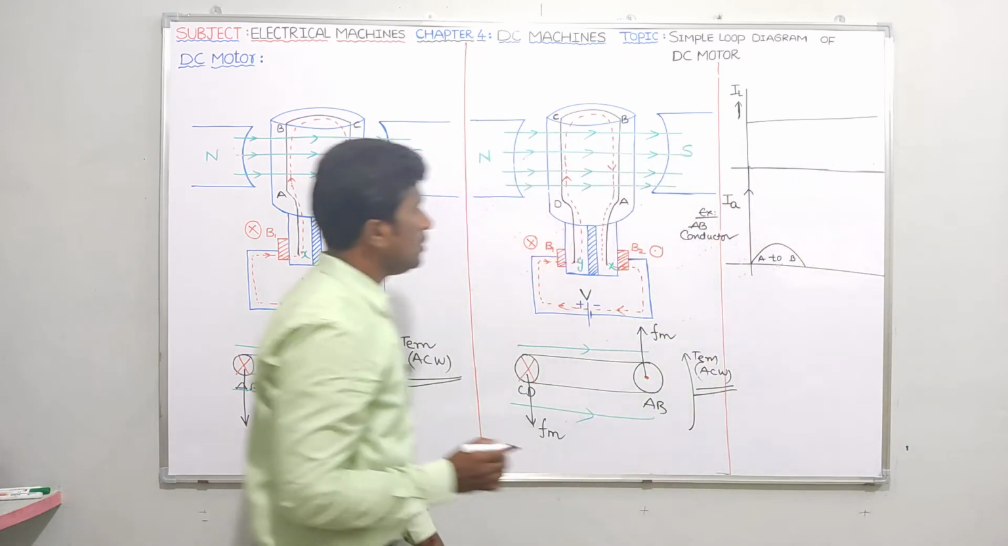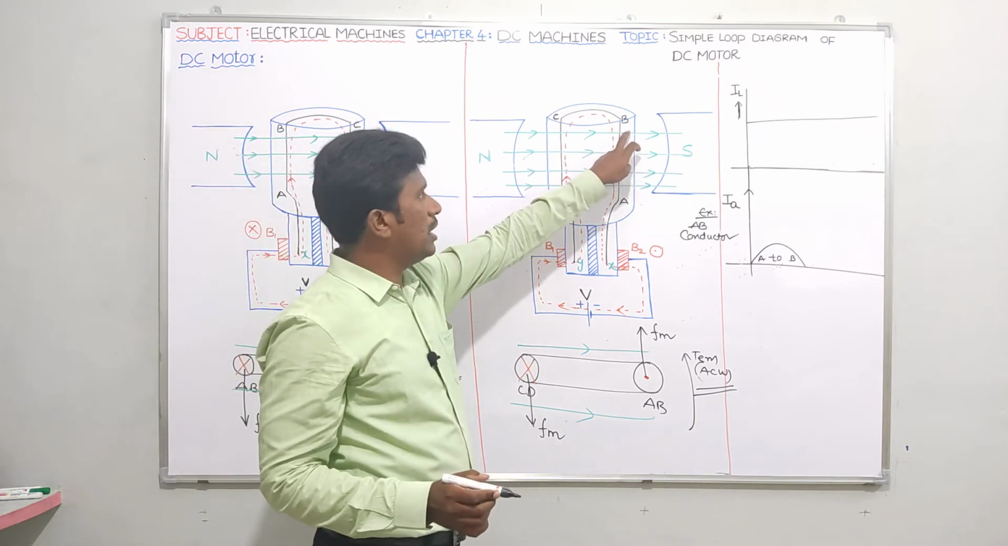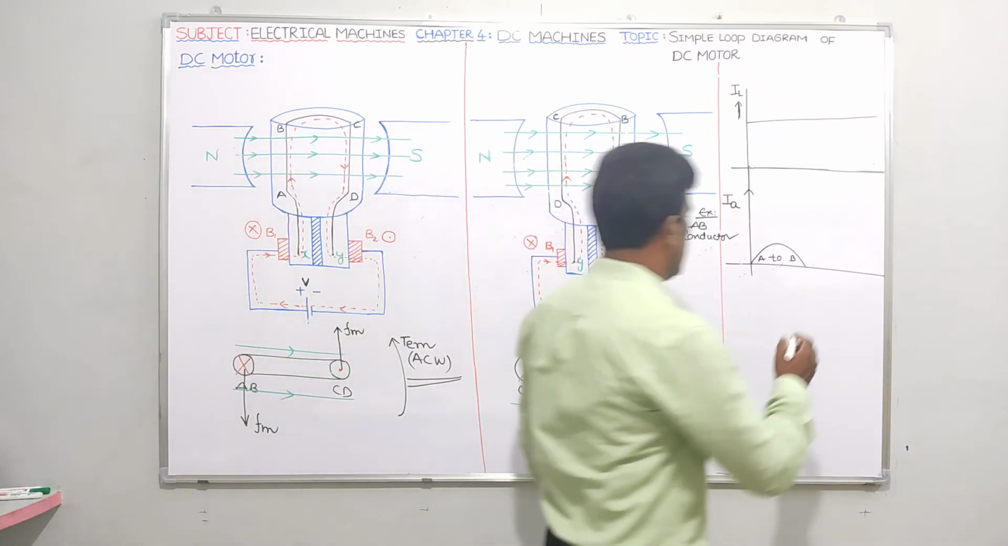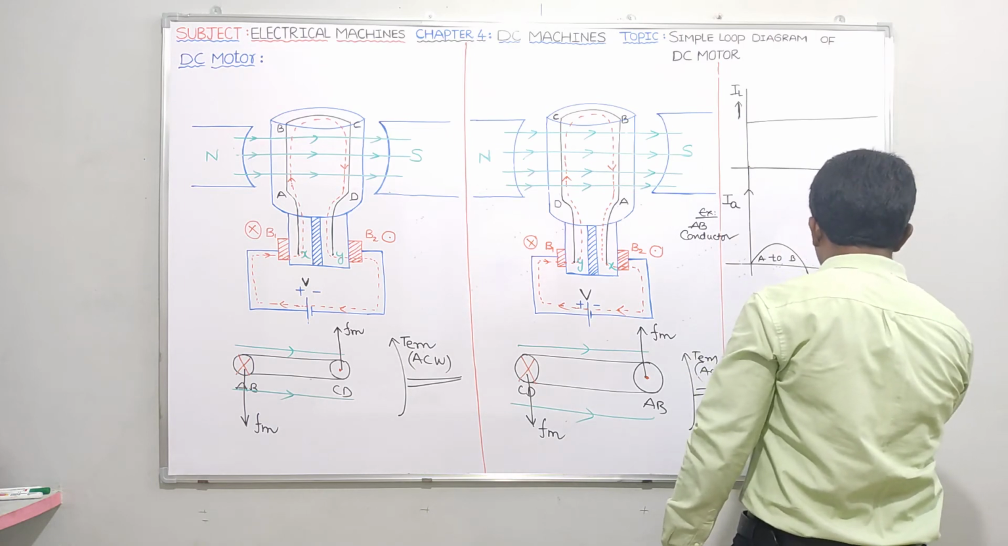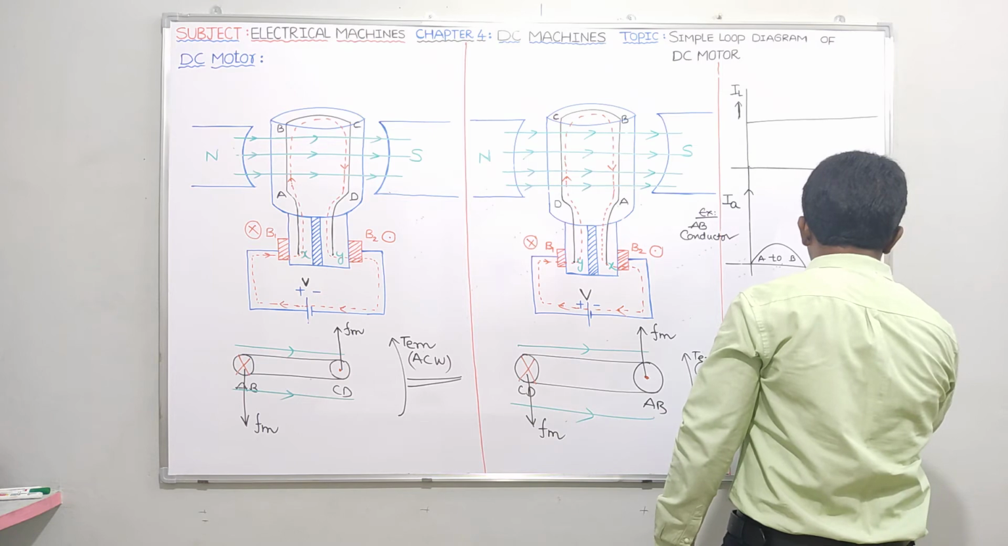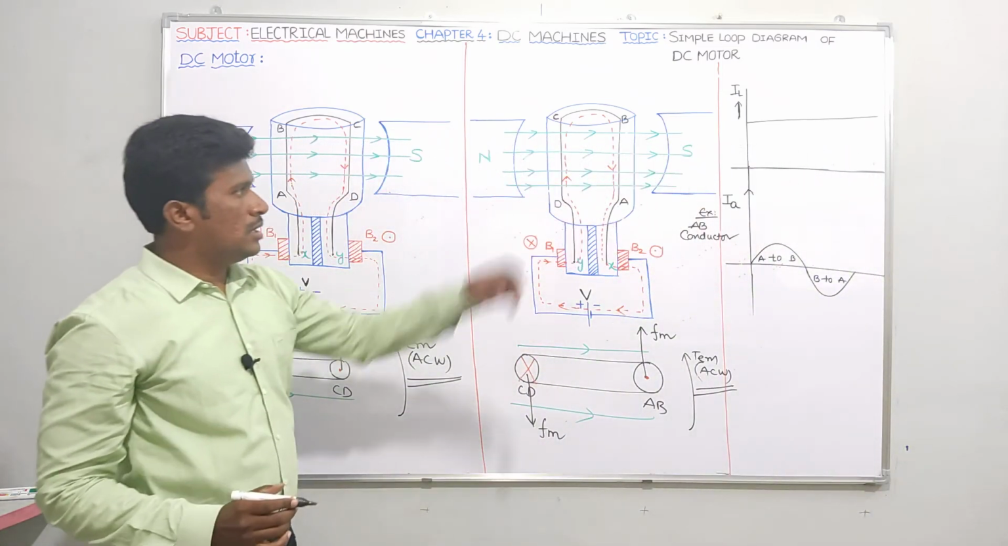Next, see guys, after 180 degrees, how is current flowing in the AB conductor? B to A. B to A means what? It should be in the negative cycle. B to A, I should represent like this. Okay, right. Now guys, let me conclude here.